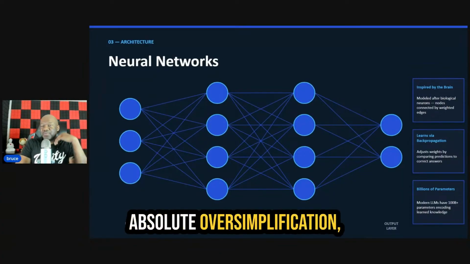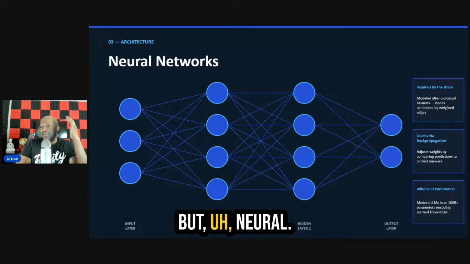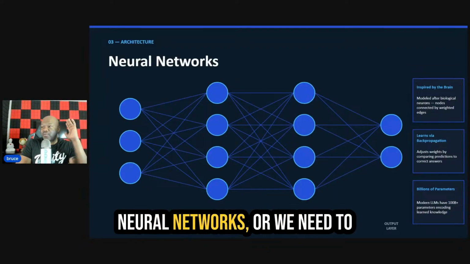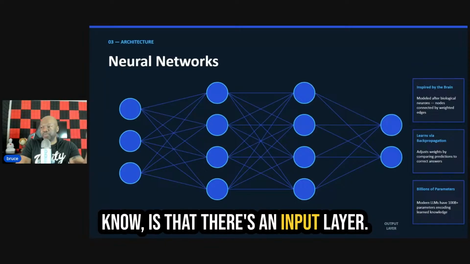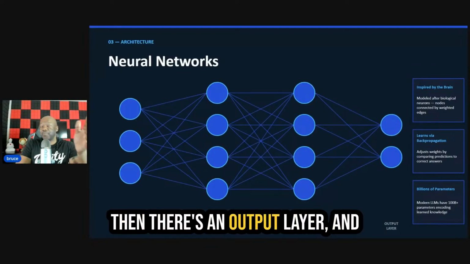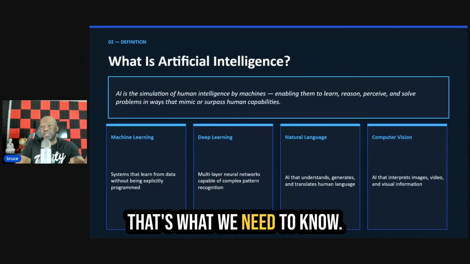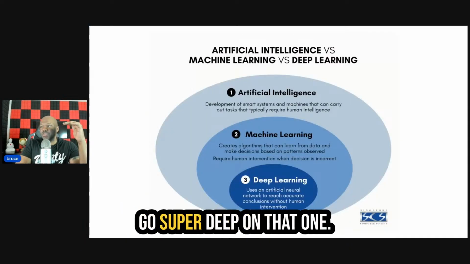Absolute oversimplification, hand wavy at best. But what we need to know about neural networks is that there's an input layer, there's a hidden layer inside, and then there's an output layer, and it's mimicking the human brain. That's what we need to know. We don't need to go super deep on that one.